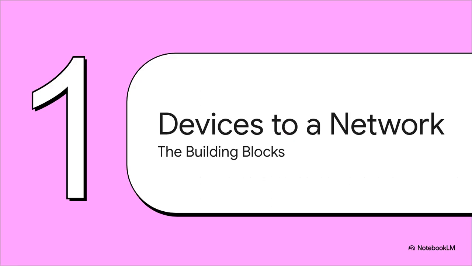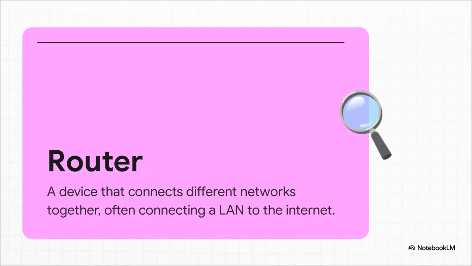All right, first up, let's get the essential pieces on the table. What are the key bits of hardware you absolutely need to get all your devices talking to each other? First, we've got the router. You can think of this as your network's official gateway to the outside world. Its whole job, really, is to connect your private local network, your LAN, to the massive public network we call the Internet. It takes all your requests, sends them out, and makes sure the answers get back to the right place.